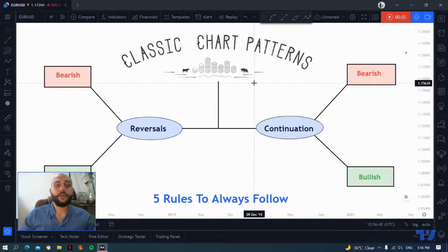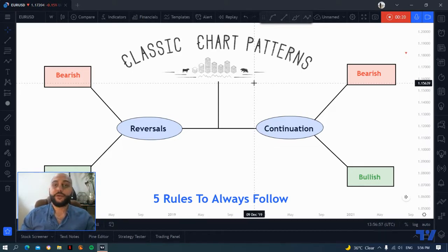Today we're going to be talking about classic chart patterns. We're going to learn how to identify them and how to use them to minimize our risk and make profit. We're going to learn when to set up our stop loss and take profit points.